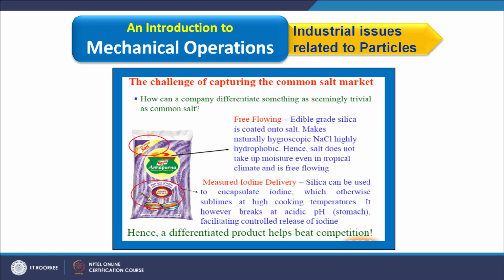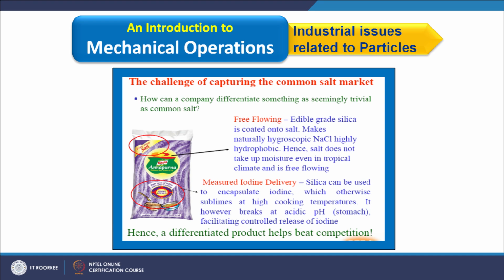Another advantage is this: when we have the coating of silica on the salt, it basically encapsulates the iodine present in the salt. Otherwise, it sublimes at high temperature cooking. It, however, breaks at the acidic pH of the stomach. When we have that encapsulated iodine, it breaks when the food is inside our stomach, which facilitates controlled release of iodine. That is the benefit of silica coating.